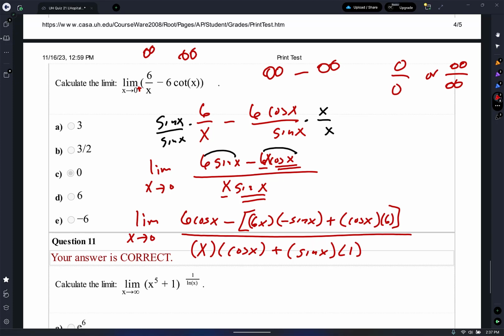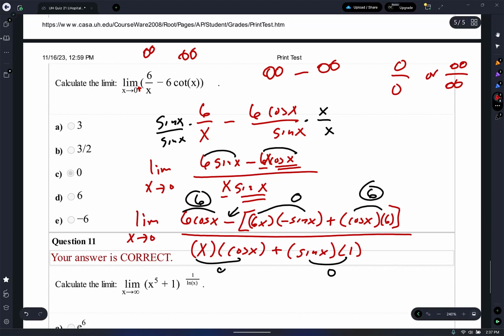I think this looks like it's going to be 0 over 0 again. Let's see. If I plug in a 0, this is 6. If I plug in a 0, that will be 0. And if I plug in a 0, that will be 6. Yep, look, 6 minus 6. And on the bottom, that's a 0 because of that x there, and that's a 0 because sine of 0 is 0. So do I get 0 over 0? You're going to have to do derivative again.